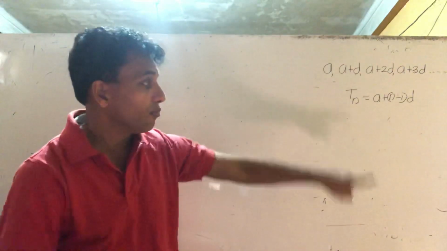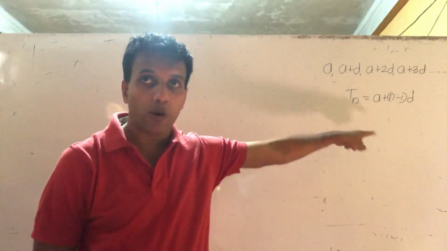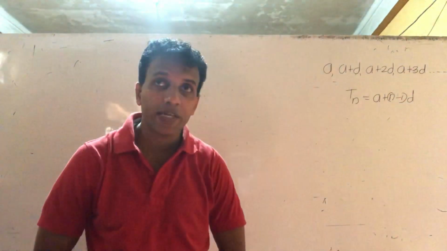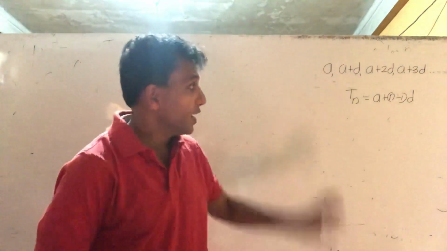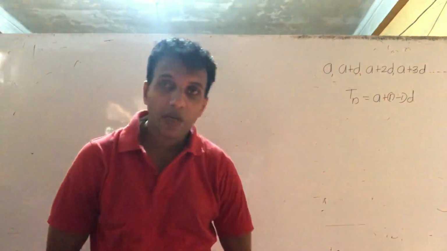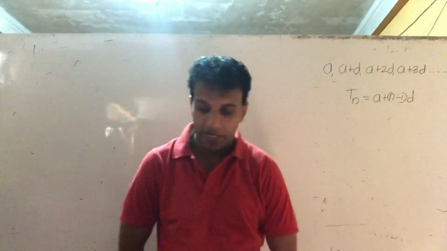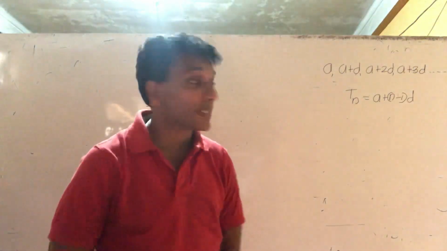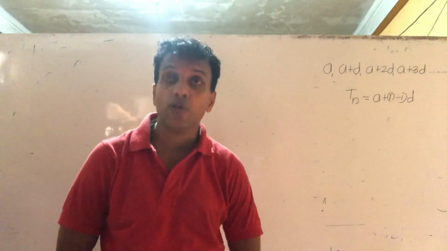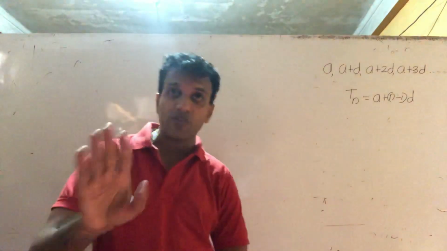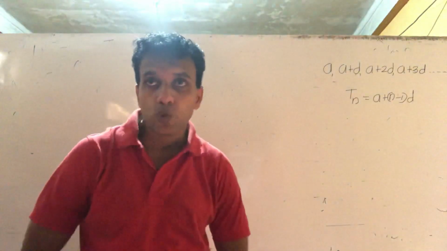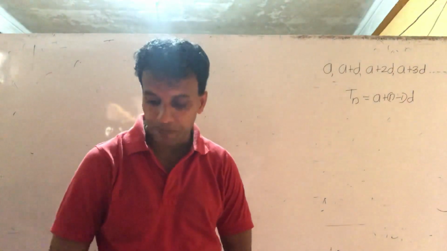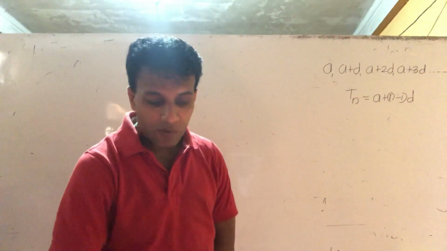They have a general formula, the nth term formula: Tn equals a plus n minus 1 d. Where a we call the first term, d is the common difference, and n is the number of terms. I gave that clearly in the last video. For newcomers, the best thing is to stop this video, go and see that video, and complete it, then come to this part. Okay, so we work a couple of questions.